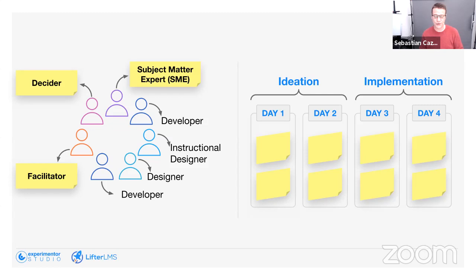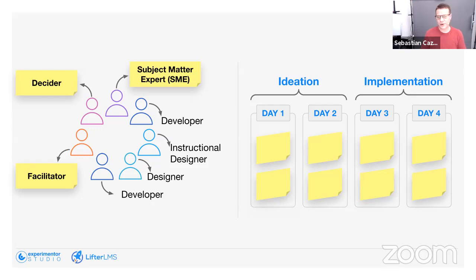These are the core roles, the most important roles in a course design sprint, and we'll see why in a minute. Apart from that, we also need people who can contribute their experience as developers, as instructional designers, or designers in other ways, like visual design or technical design. Everything can be subject of design. But please bear in mind that the most important roles are facilitator, decider, and subject matter expert. You cannot do a sprint unless you have these 3 roles.